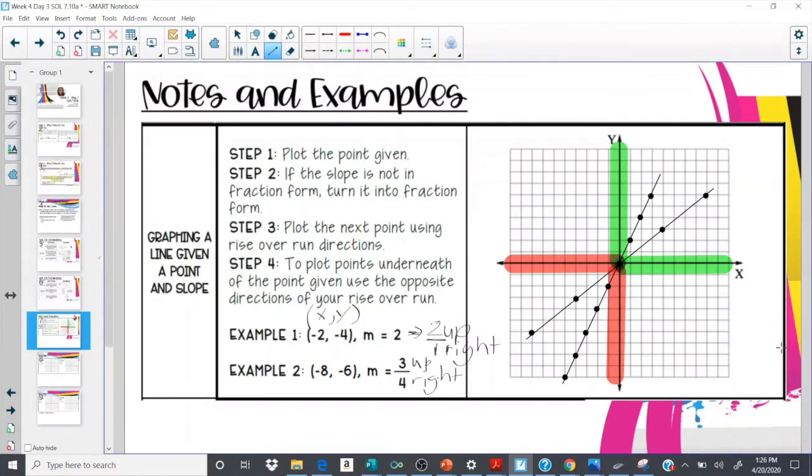If you notice with these lines, they are going through the origin. There are straight lines going through the origin, which means they represent what type of relationship? If you said proportional relationship, then you will be correct. Anytime you have straight lines that go through the origin, it represents a proportional relationship.